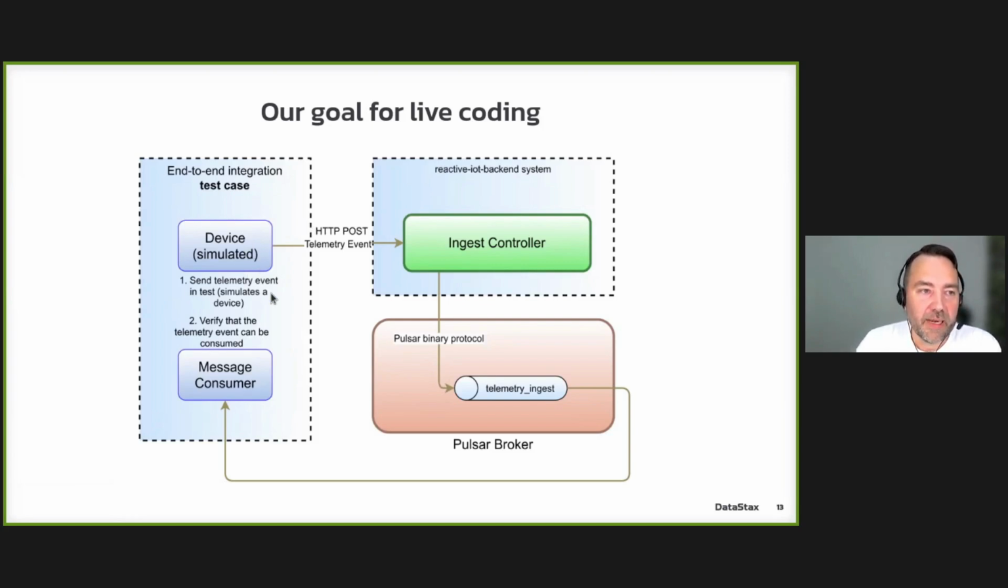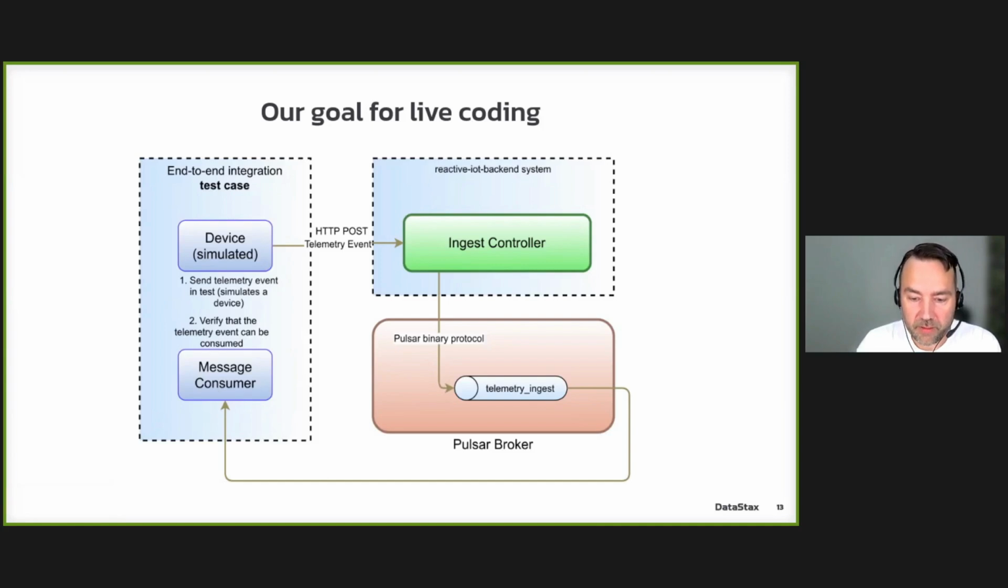The plan is that we would be able to test that when sending a telemetry event, simulating a device, the test receives the telemetry event on a consumer. It goes with an HTTP post to the ingest controller, which sends the message to the topic, and then this consumer will receive it. So that's the plan.